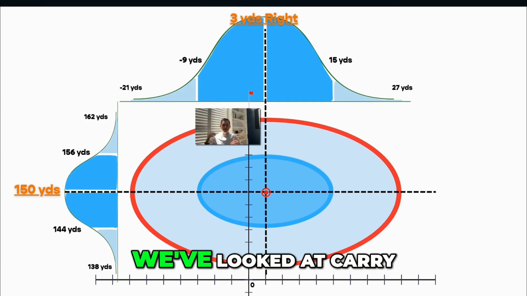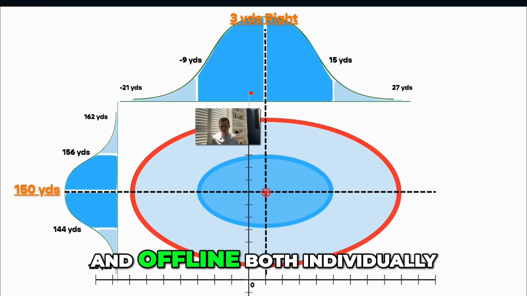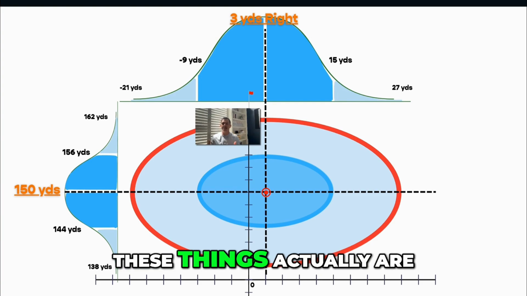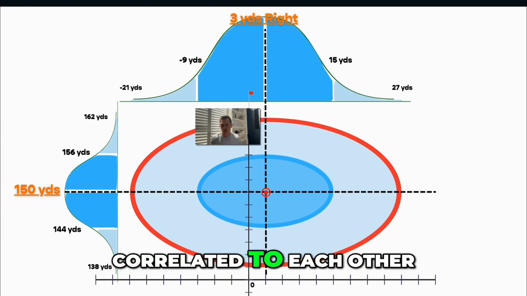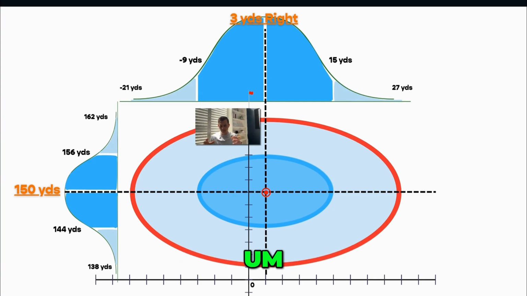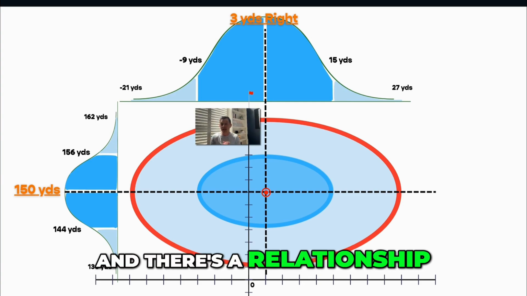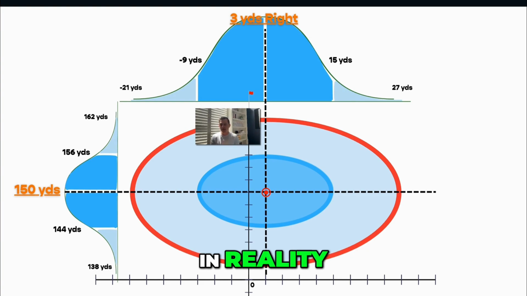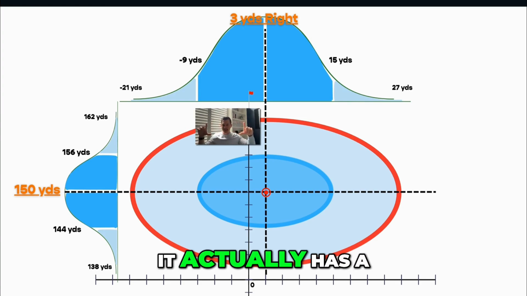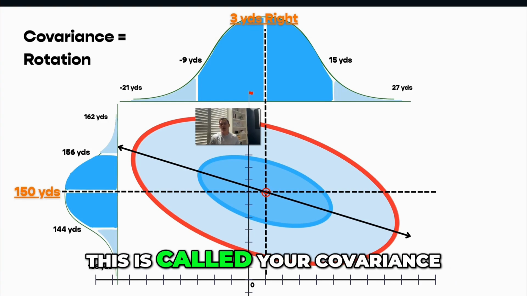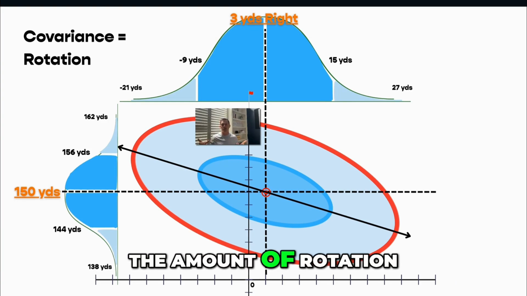Now, we've looked at carry and offline both individually, but as I'm sure you're aware, these things are actually correlated to each other, meaning the carry and the offline come together, and there's a relationship between the two. You've probably seen that in reality, your dispersion pattern isn't this nice oval; it actually has a tilt to it, and it looks more like this. Statistically, this is called your covariance, or effectively the amount of rotation that happens.